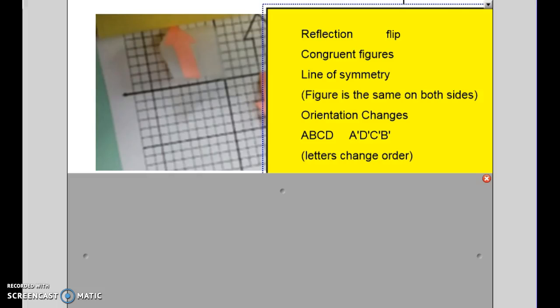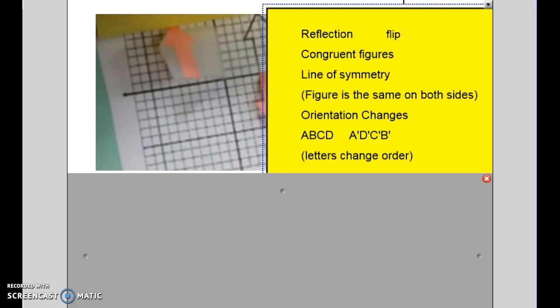Okay, so today we're talking about reflections, which means to flip. You've now taped in all of your orange arrows, and I've showed you how to flip it over the x-axis and flip it over the y-axis. Okay? Did your orange triangles change size when you flip them? No. That means that they're congruent shapes.